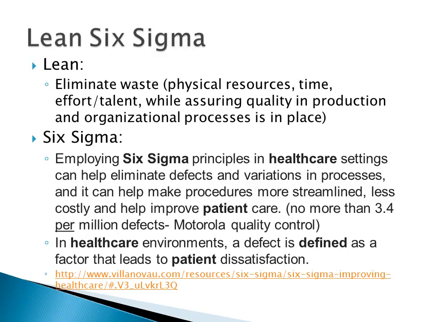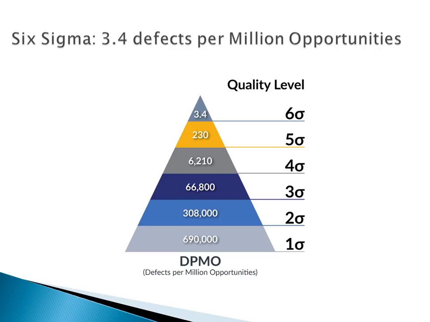In healthcare, a defect is defined as a factor that leads to patient dissatisfaction. This gives you a visual of this DPMO, the defects per million opportunities. So again, you can see at the very top of this pyramid is the Six Sigma. So you've got the 3.4 defects targeted per million. So again, just looking at really decreasing variation and having a very statistically sound quality initiative in place.